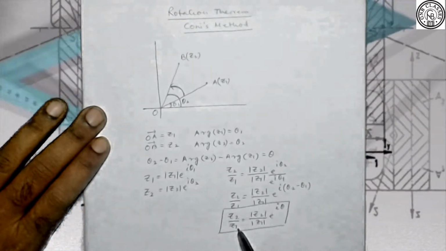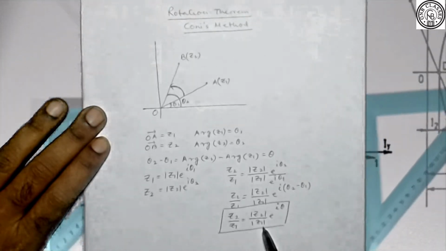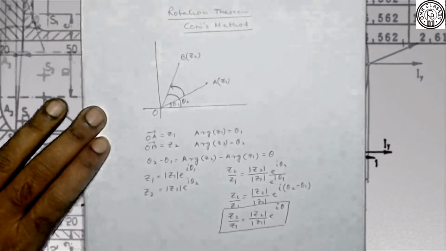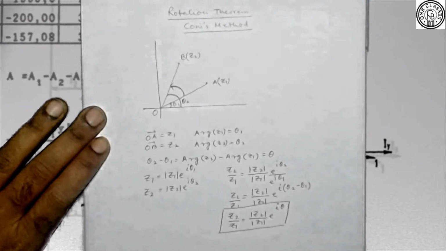So we got from the rotation theorem that Z2 by Z1 is nothing but mod of Z2 by mod of Z1 into e to the power iota theta, where theta is the angle between these two vectors, measured in anti-clockwise direction.